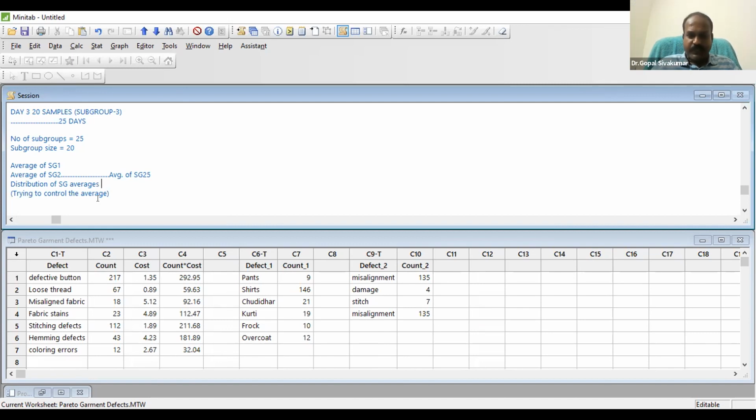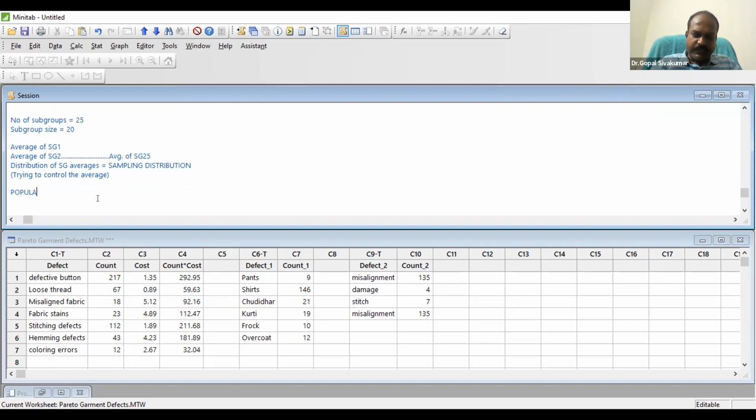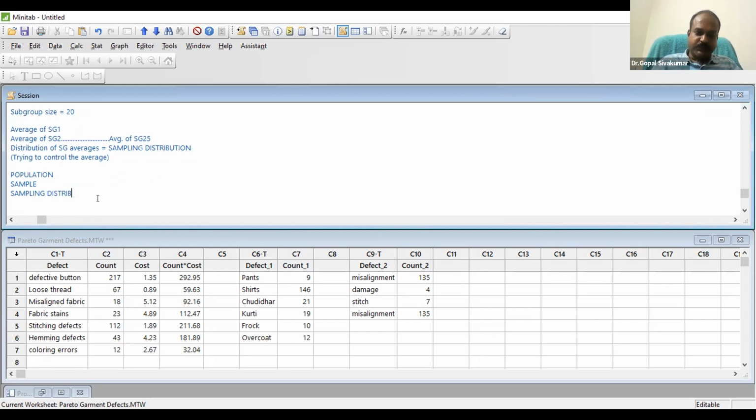Now, distribution of the subgroup averages, I want to give it a name. The name is sampling distribution. Earlier, I taught you population. Then I taught you sample. Now I am teaching you sampling distribution.